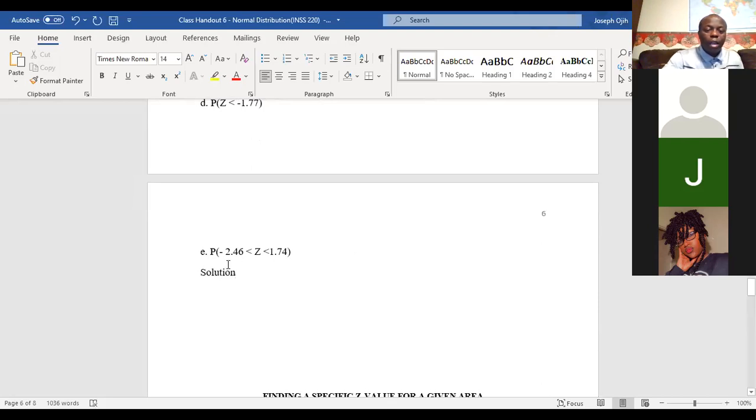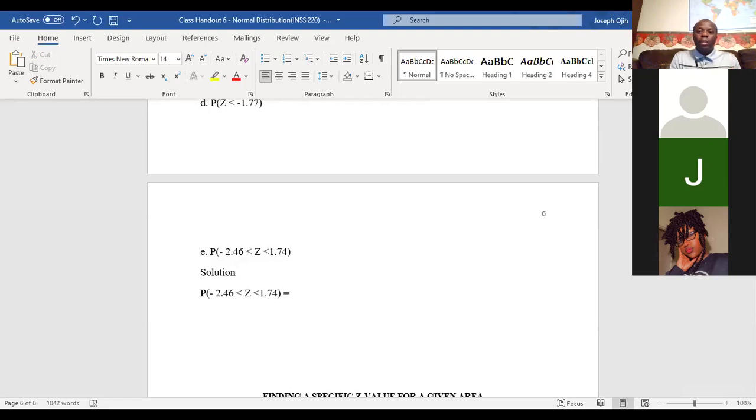Okay, and it says between these two values, P probability of negative 2.46 less than Z less than 1.74. And that's what we are looking for. Now, you see, one of them is negative, one of them is positive. Negative is just to show you that it is on the left side. That's all. Now, some tables have a different section, like the cumulative table for the negative Z. This one doesn't have it, but it showed that this negative is left side.